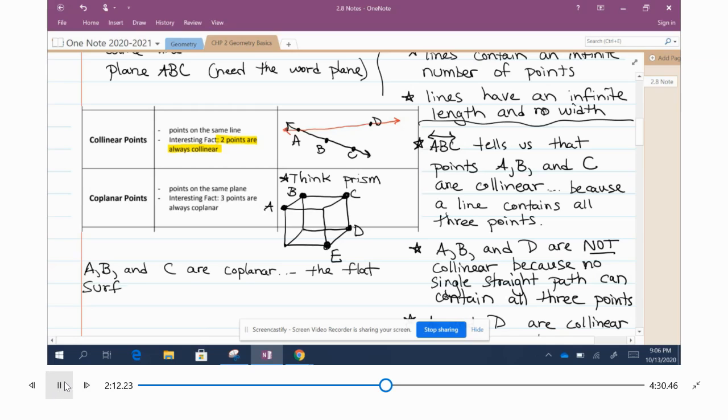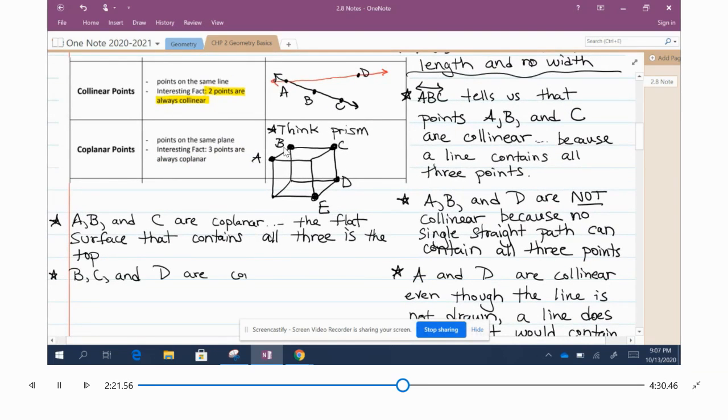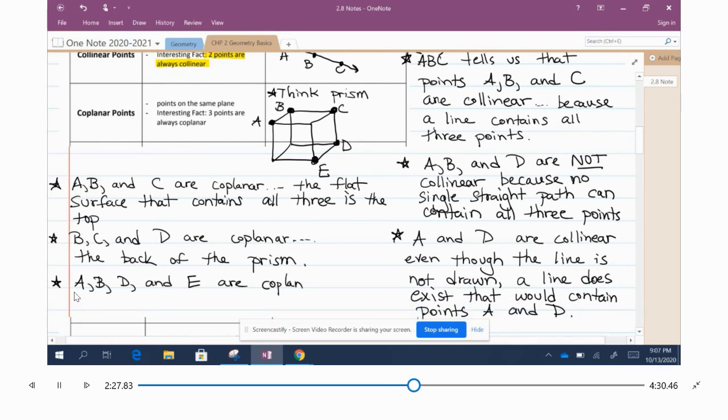So we'll keep going for a minute. There is a single flat surface that contains all 3 of these. The top, yeah, it's talking about that. B, C, and D. Yep, that's the back, right? The back of the prism is a flat surface that would contain those. So this is the trick question. A, B, D, and E. So think about A, B, D, and E. This one's tricky. The flat surface that would contain all 4 of these points is not drawn yet. But there is a flat surface. If you think about it, you could find, like, maybe a piece of plywood or something, a flat surface.